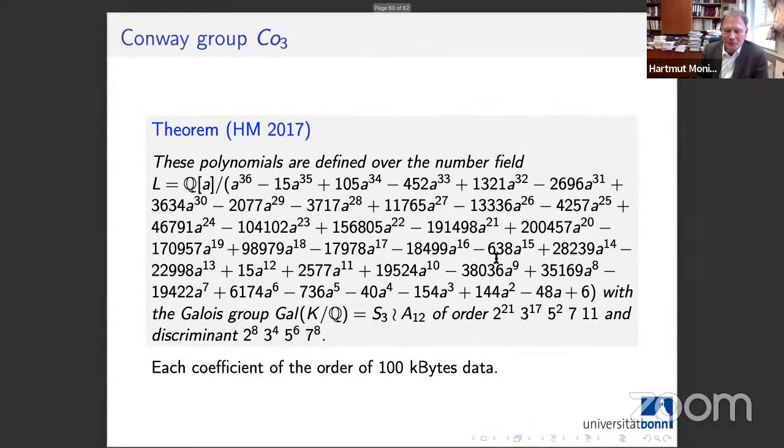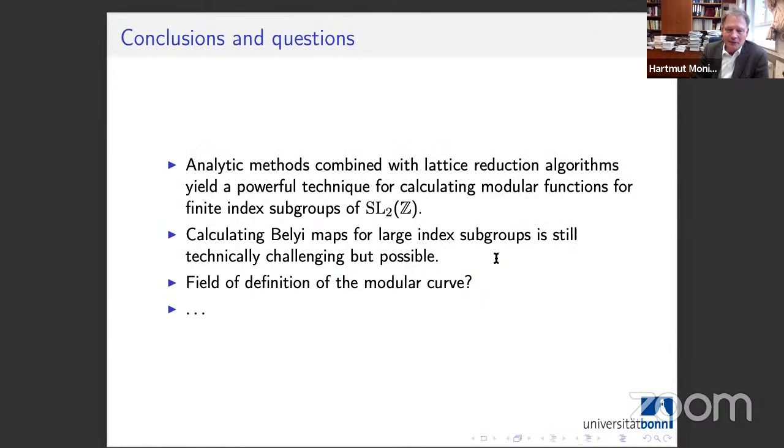So what have I shown you? Well, analytic methods combined with a lattice reduction algorithm yield a powerful technique for calculating modular functions for finite index subgroups of SL2(Z). Calculating Belyi maps for large index subgroups is still technically challenging, but possible. I told you what the required effort is, but for smaller groups it might be much easier. And if you have a particular modular curve you would like to look at, it might be feasible if you tell me what you want to do.